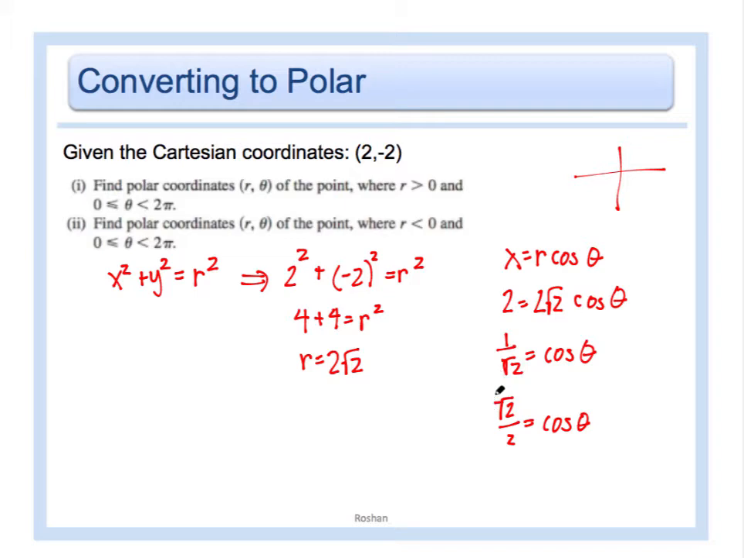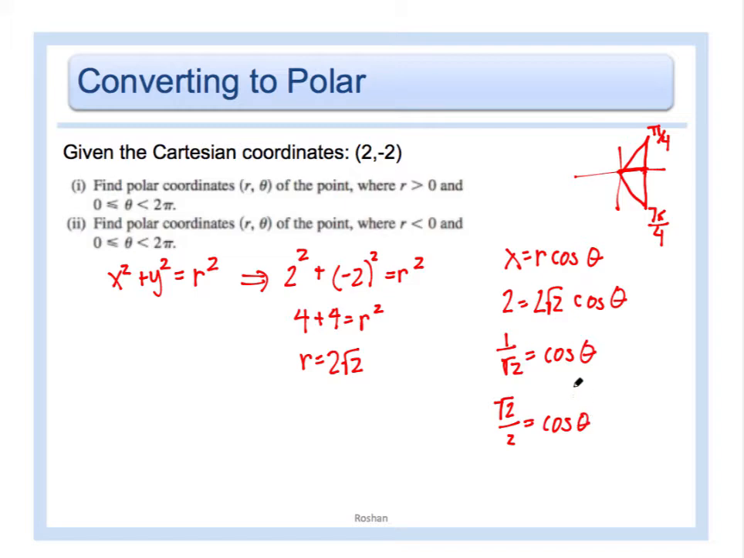But we have to think about where cosine is positive on the whole spectrum from 0 to 2 pi. Cosine is positive whenever the x is positive. So that's in quadrant 1, and also in quadrant 4, the cosine would be positive. That would leave us at pi over 4, and also down here, which is 7 pi over 4, right? Because this is 2 pi, which is 8 pi over 4. Fall pi over 4 short, that leaves us at 7 pi over 4. So theta could be either of those.